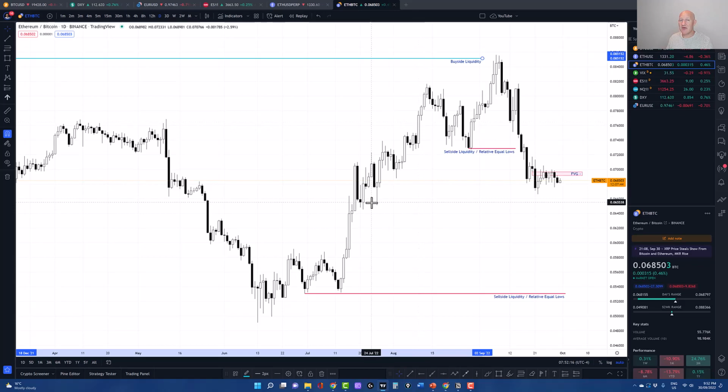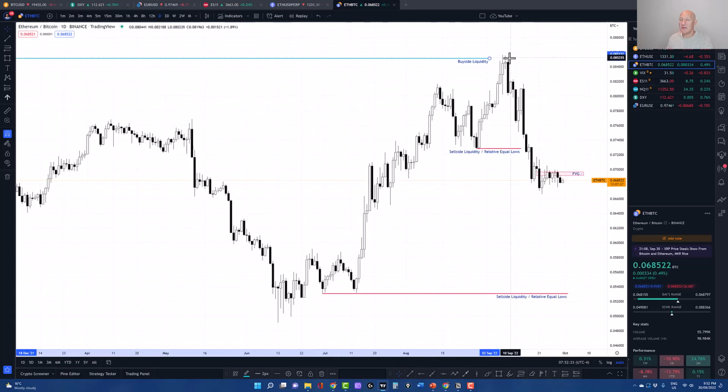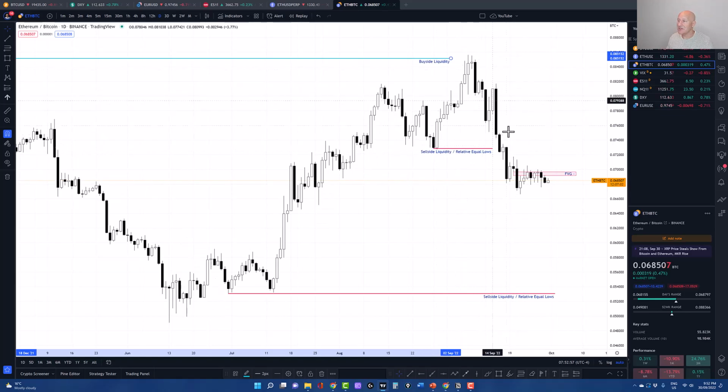On the back of that, Ethereum has rallied really strongly. You can see we've taken out this buy side liquidity up here. The market's then painted a swing high here before pulling backwards, and you can see we've taken out this sell side liquidity, these relative equal lows here. Now it's not unusual for price to consolidate at this level. We're at about 50% of this move, so we're right in that midpoint.